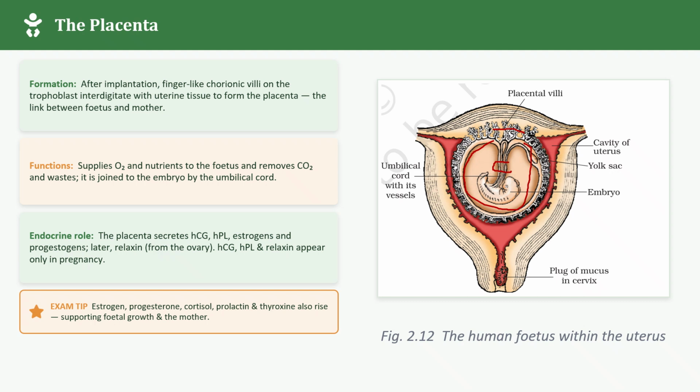So what is the exam tip in this? We should learn that during pregnancy, levels of estrogen, progesterone, prolactin, cortisol and thyroxine also increase to support the fetal development. Let's move on to the next one.